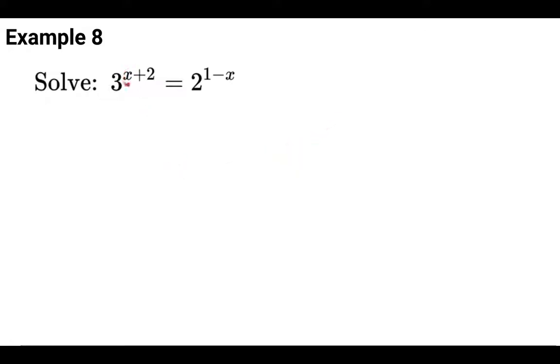There's some value for x that when I add 2 to it, and it becomes a power of 3, it'll equal 2 to the 1 minus that same number. This is kind of hard to believe that this is even possible, but in fact it is.